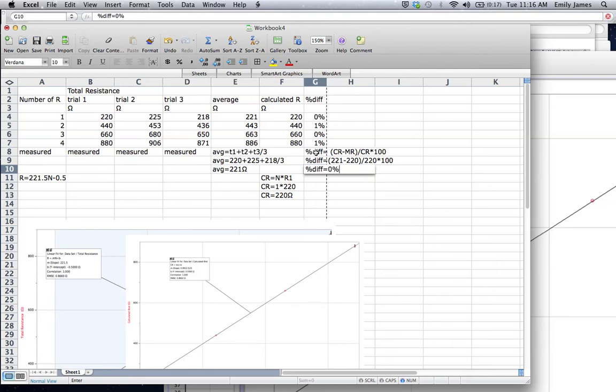Miss James, does it matter if it's negative? No, you just want to know how far it is. You don't care which one is bigger.